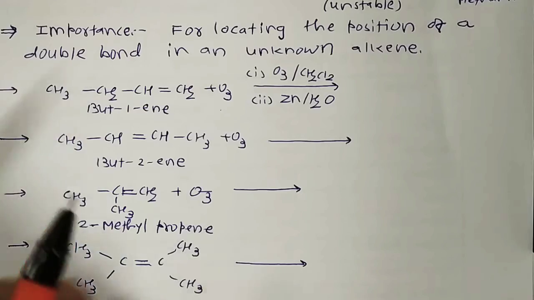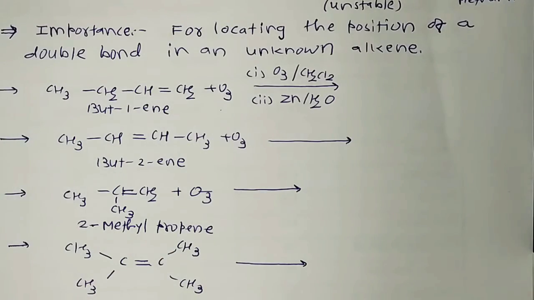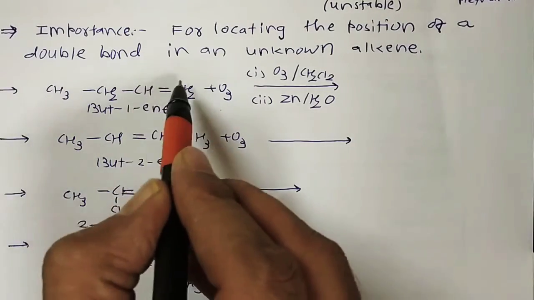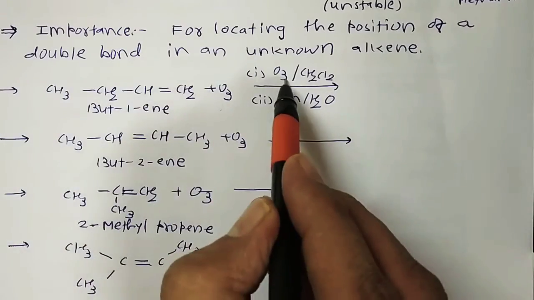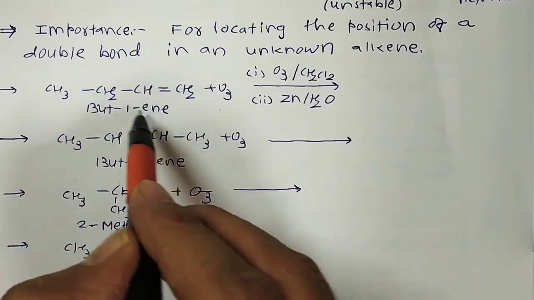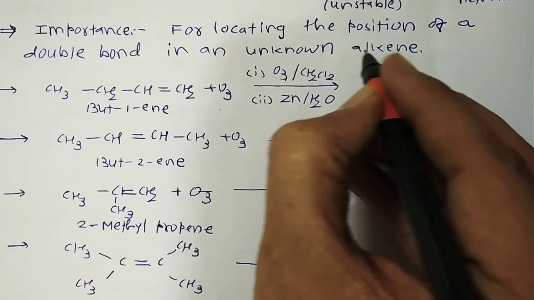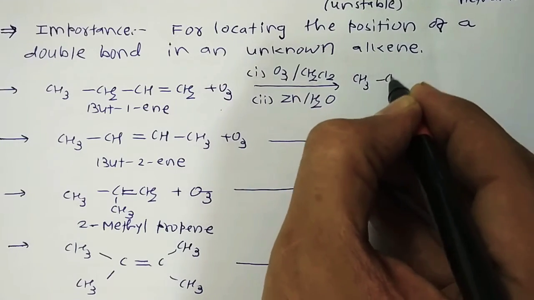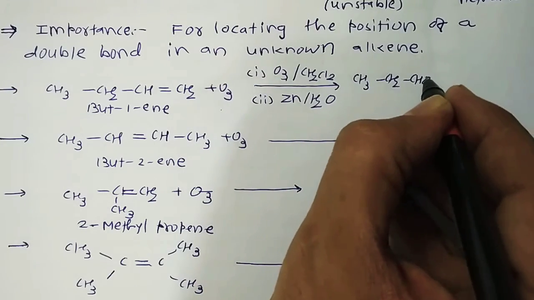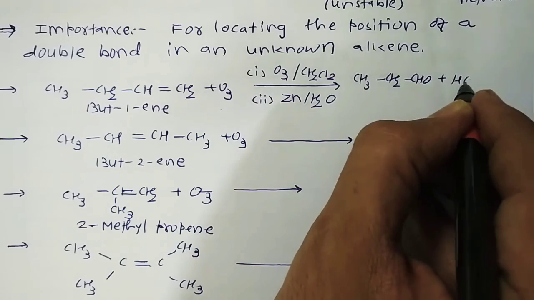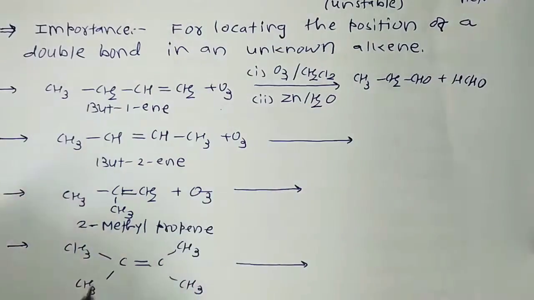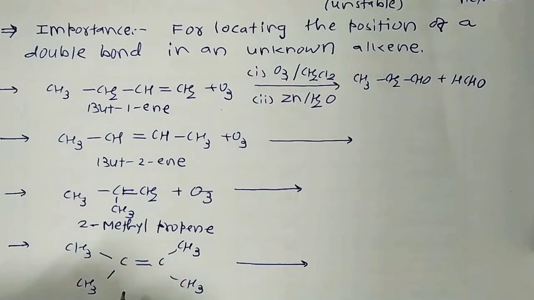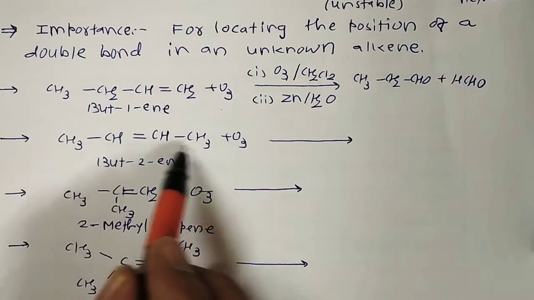For example, if I have but-1-ene, the first step is ozonolysis, then reductive cleavage. So we get the products CH3CH2CHO and another product, HCHO. So one is propanal and one is methanal. Same way in the case of but-2-ene.